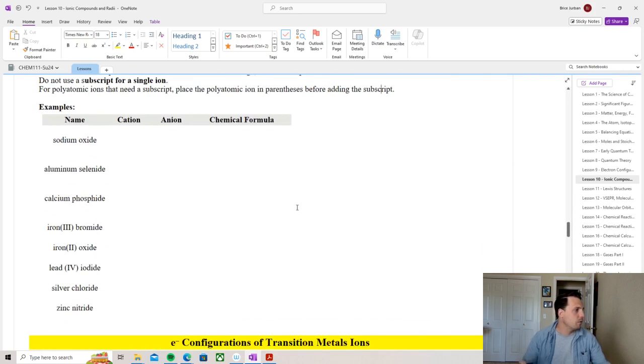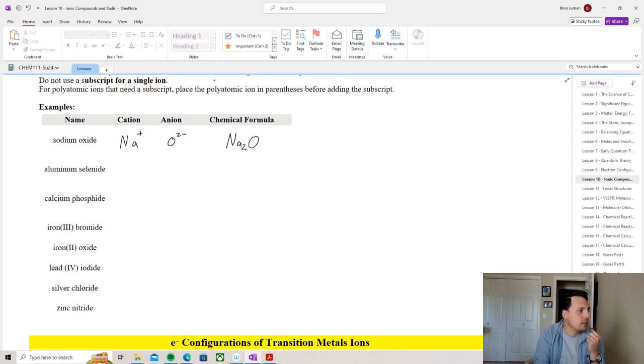Okay, so for example, I have sodium and oxygen coming together to form sodium oxide. So let's identify our ions. Sodium forms a +1 charge, oxygen a 2-. So the chemical formula here is going to be formed through this charge crossing. We're going to need 2 sodiums for every oxygen. And there we formed sodium oxide, Na2O.